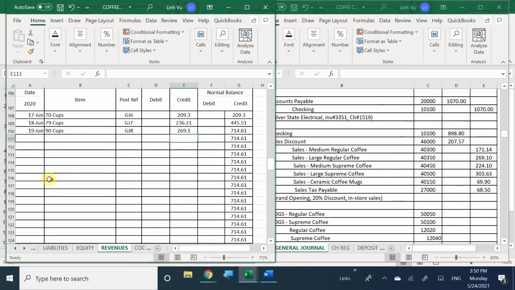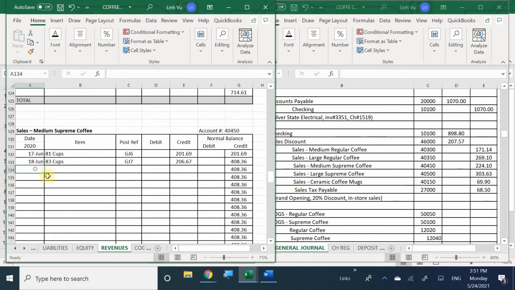Next, we'll go to sales medium supreme coffee. $6.19, 90 cups sold. GJ8 for a credit of $224.10. Should give you a running balance of $632.46. Good. 622.46.